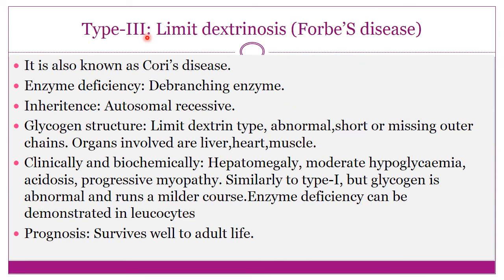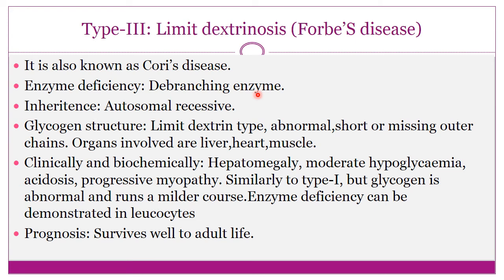Then type 3, which is known as limit dextrinosis, Forbes disease, or also known as Cori's disease. Then the enzyme deficient is the debranching enzyme. So the enzyme which acts in glycogenolysis, where was this enzyme present?